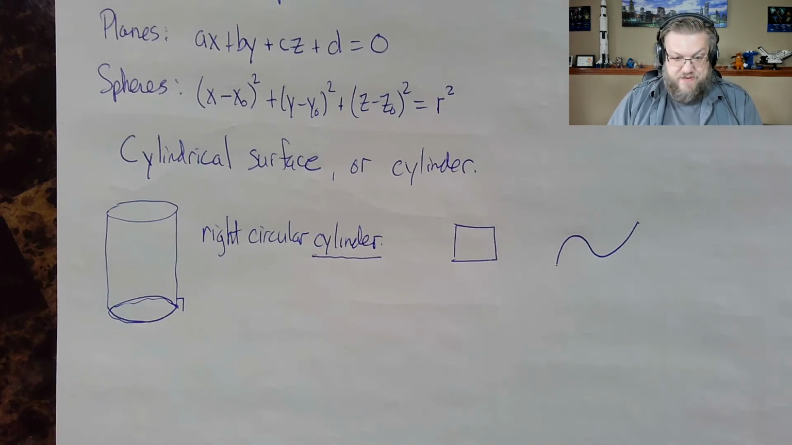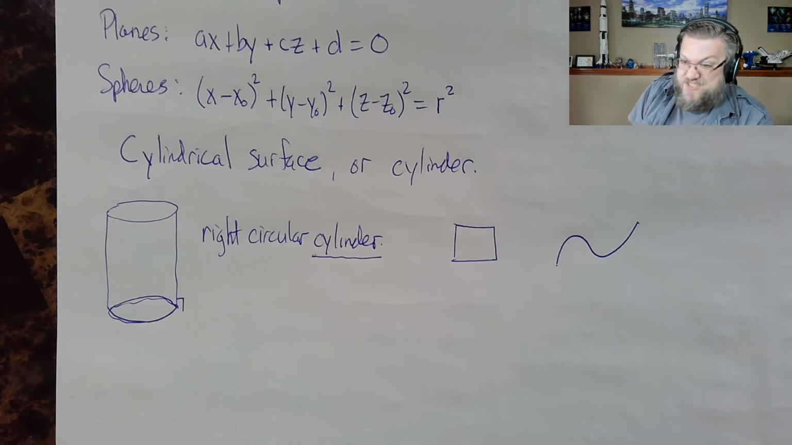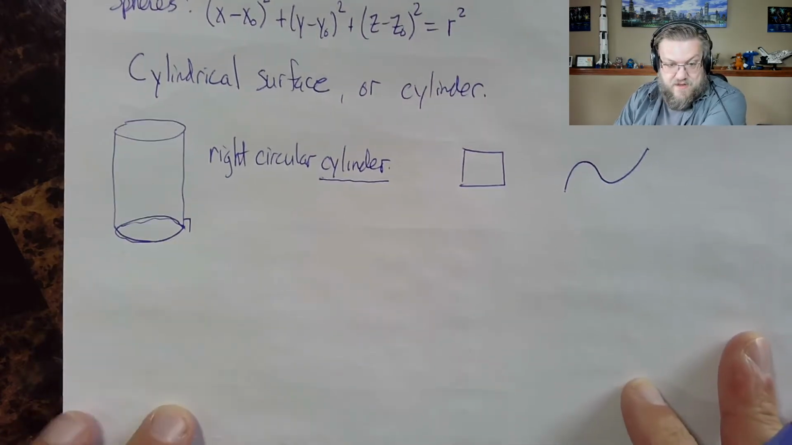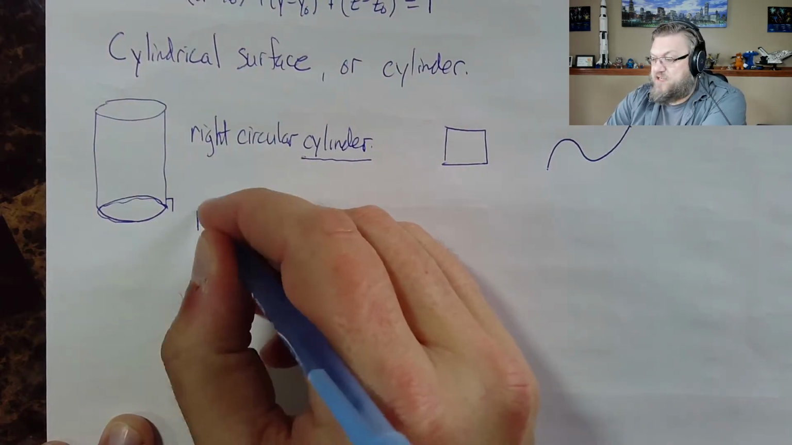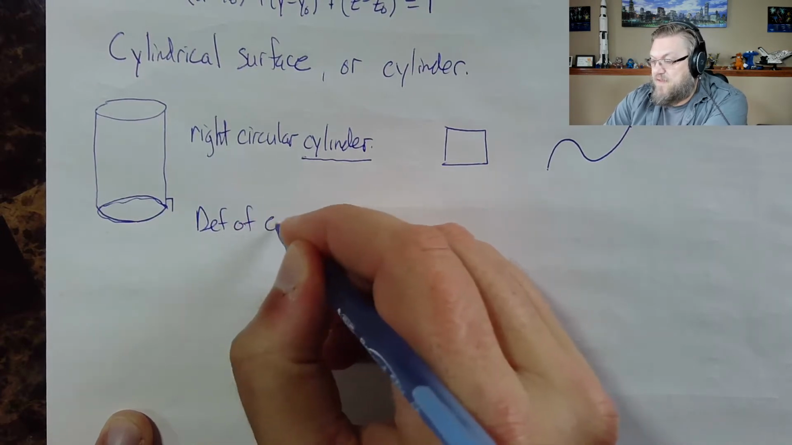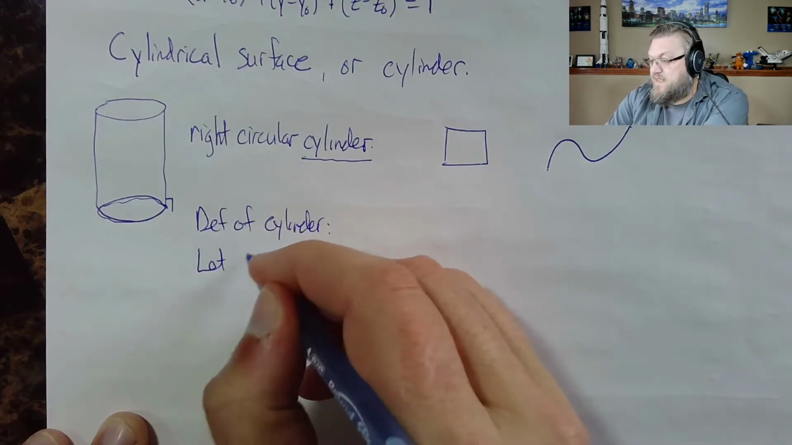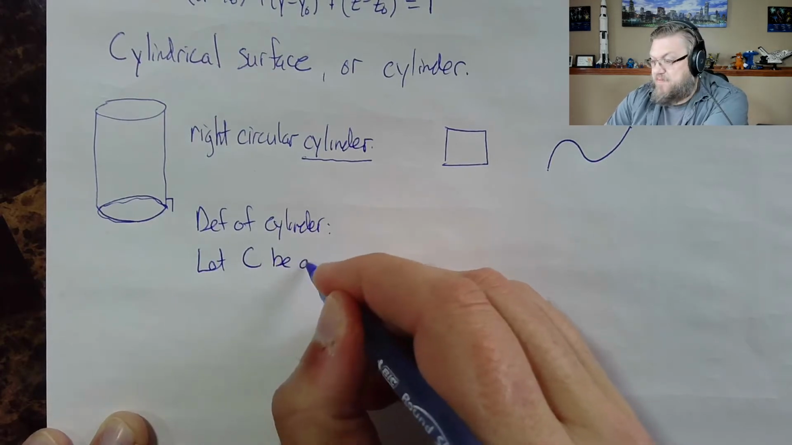So let me go ahead and write down a definition, right? And then I'm going to show you what we can say is our cylinders, and so sort of expand and generalize what we mean by that word. So the definition of a cylinder is the following. Let C be a curve in a plane.